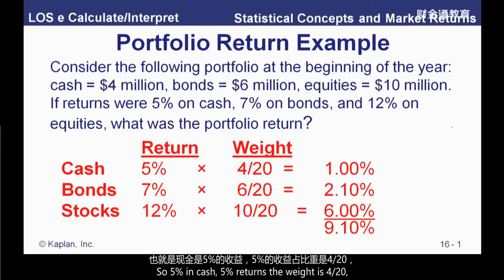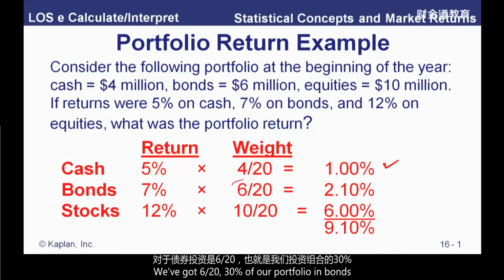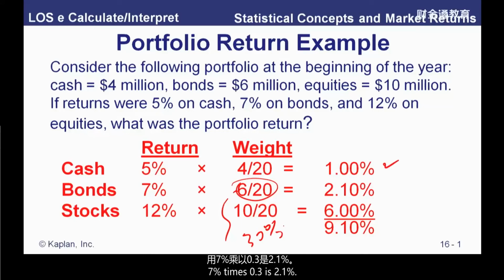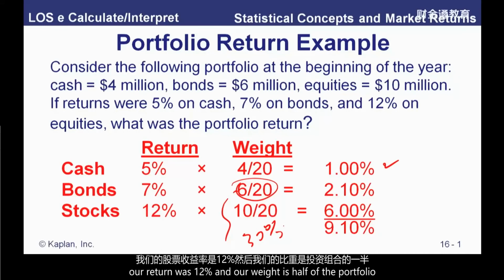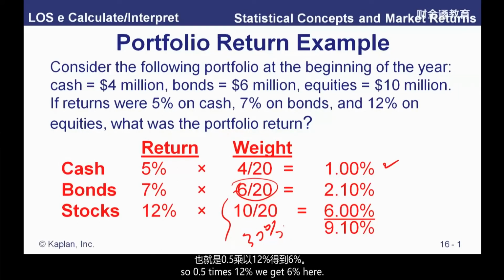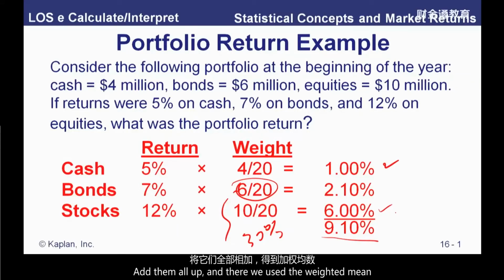So 5% return on cash, the weight is 4/20ths or 1/5 of the portfolio. So we take 1/5 times 5% and we get our 1%. We've got 6/20ths, 30% of our portfolio in bonds, so the weight is 0.3. 7% times 0.3 is 2.1%. And stocks, well, our return was 12% and our weight is half of the portfolio. So 0.5 times 12%, we get 6% here. Add them all up, and there we've used the weighted mean to calculate the returns on the portfolio.